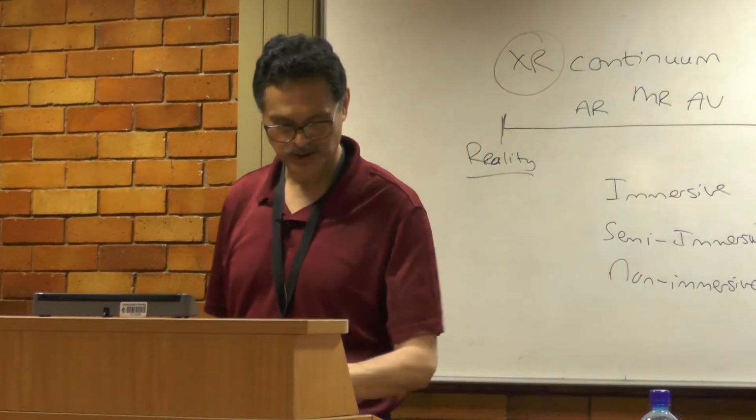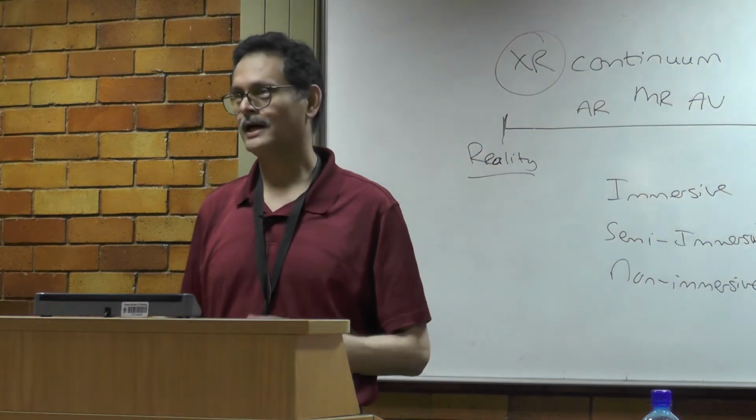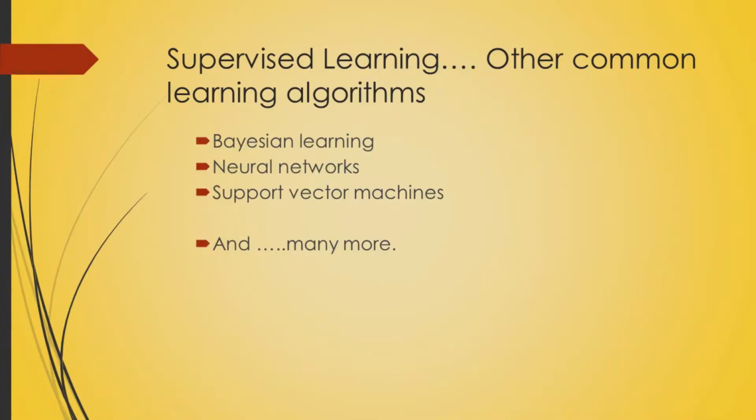Okay, and just to mention some of the algorithms that we use for supervised learning. Again, as I said, there are many, many, many. I've just listed 2 or 3 here. These are the most common ones that you'll find. So Bayesian learning is one of them. Neural networks is another one, and support vector machine is a third one. Decision tree was a fourth one. Random forest is another one. So there are many such algorithms that are used for doing predictions for supervised learning.